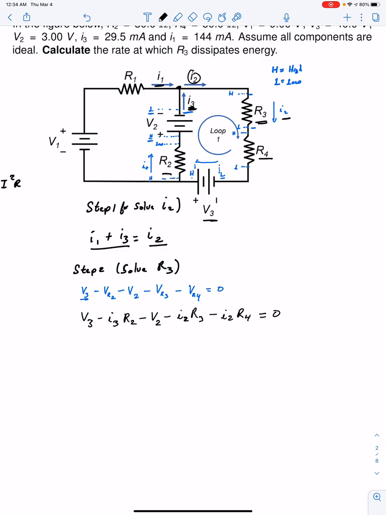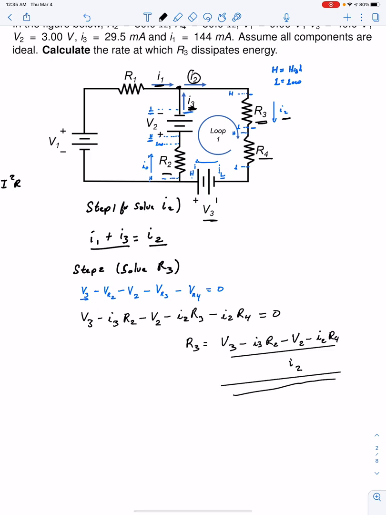Okay, so now all we have to do is solve for R3, which equals V3 minus I3 R2 minus V2 minus I2 R4, over I2. And that is your algebraic answer for resistor 3.